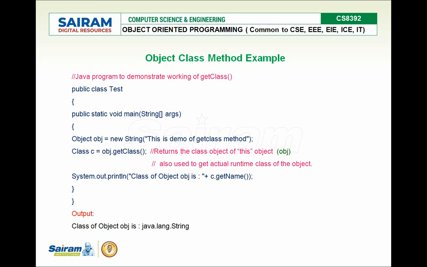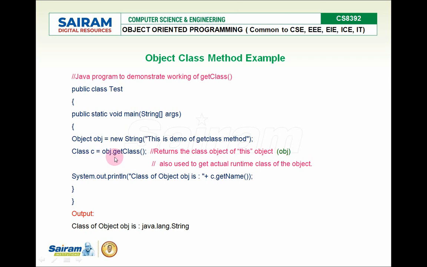And thereafter I am printing by calling the SOP. The class of the obj object is what? String class only. I know that, right? So from the getClass method, it has got the name of the class of obj. Obj's class is string class, which is given to class C, and C.getName. In a class there is a method called getName, which returns the current object's class name.